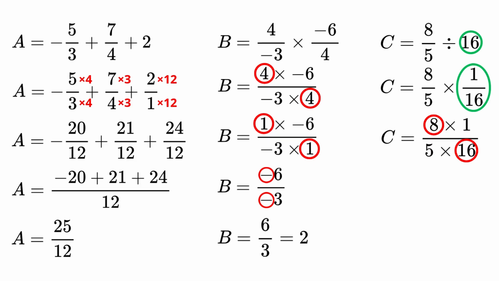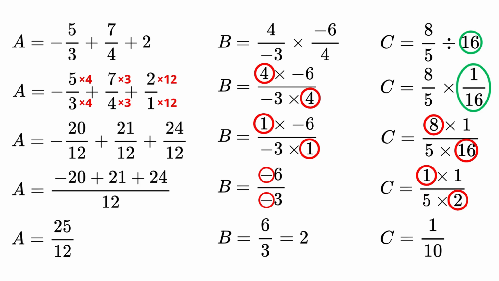Because they have a common factor. Both are divisible by 8. So, we divide 8 by 8. That makes 1. And 16 divided by 8. That makes 2. Finally, we do the math. 1 times 1 equals 1. And 5 times 2 equals 10. So we get 1/10. There you go. We have our final result.